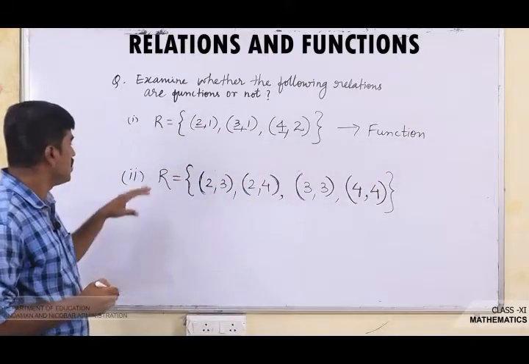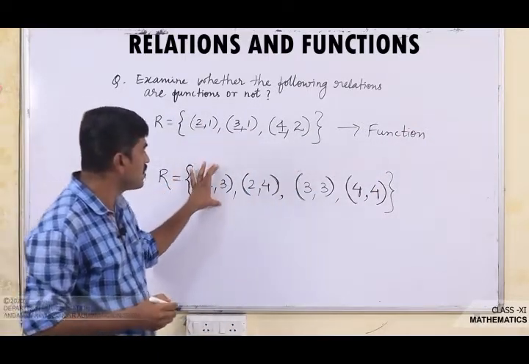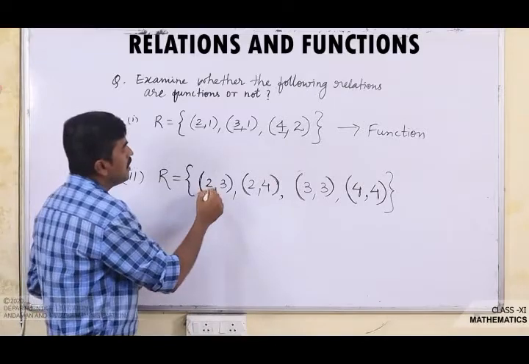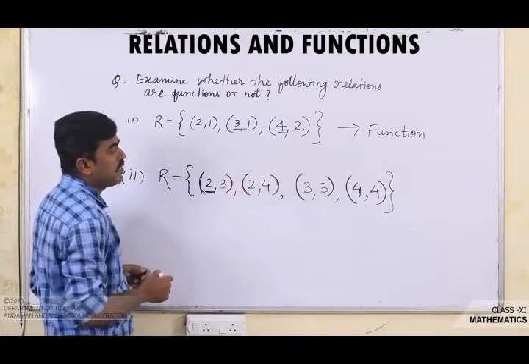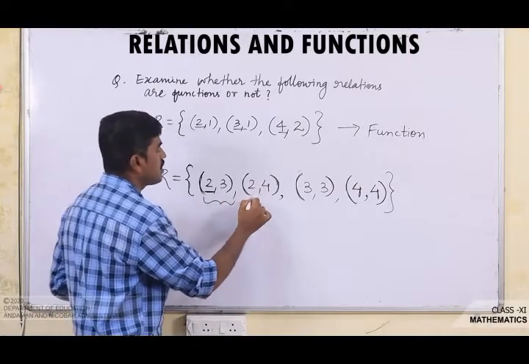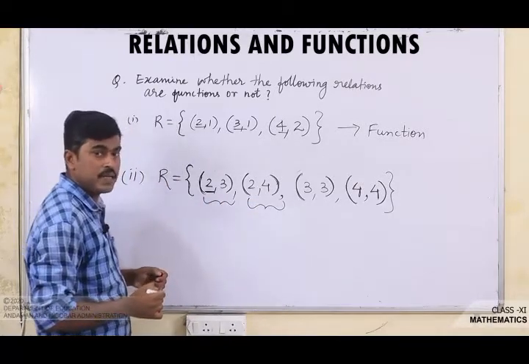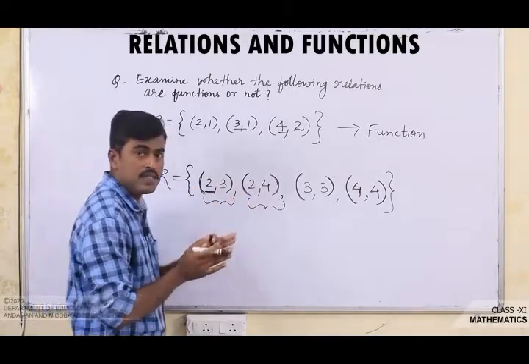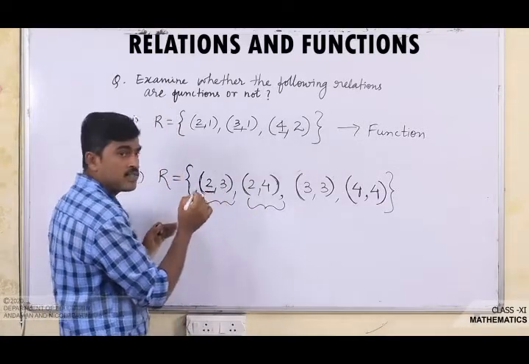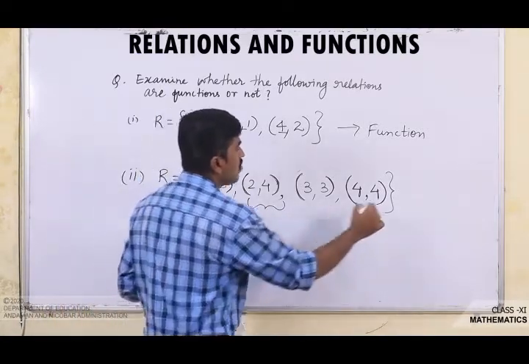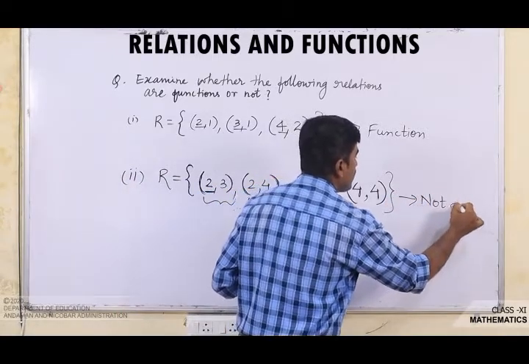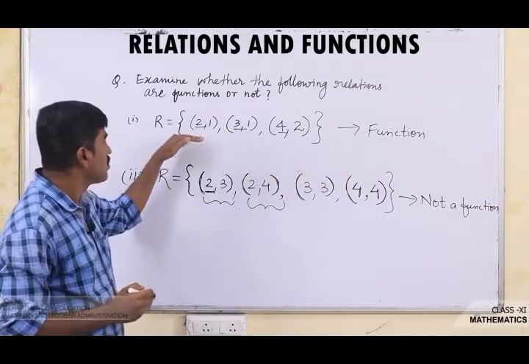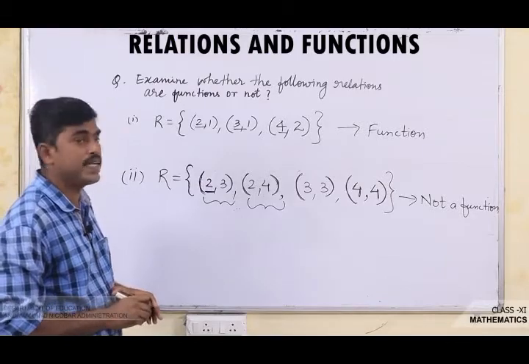Now come to the second one. Here the relation is {(2, 3), (2, 4), (3, 3), (4, 4)}. Now you see here the first elements of the ordered pairs are repeated. In the ordered pairs (2, 3) and (2, 4), the first elements are repeated. That means the element 2 has two distinct images. So this relation is not a function. Clear? Not a function. So that is how to check whether a relation given in roster form is a function or not.